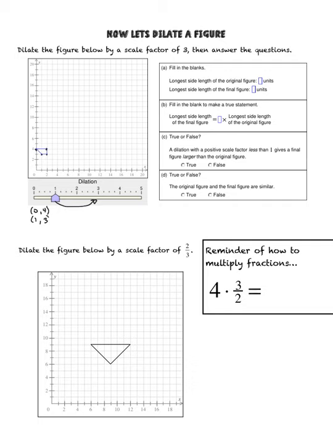1, 3. And I've got 2, 3. And 2, 4. So our scale factor is 3. So I'm going to multiply each point by 3. This becomes 0, 12. This becomes 3, 9. This becomes 6, 9. And this becomes 6, 12.